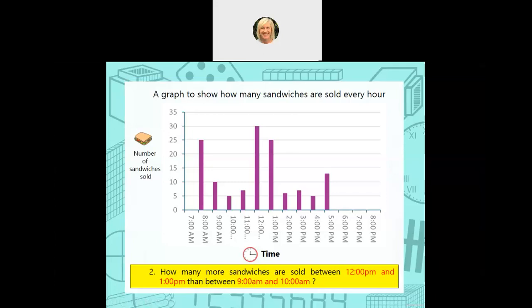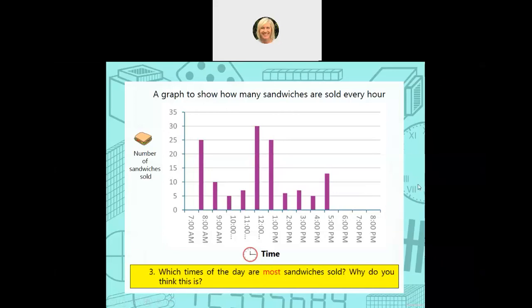This one is asking you how many more sandwiches are sold between 12 and 1 and 9 and 10. So we go to 9 and 10 a.m. in the morning. So we've got 10 and 15 here. Then we're comparing it to 12 and 1. Here is 12. Whoa, there's 30 plus 25. So you will be comparing these two with those two. What's the difference? Write down question 2 and your answer.